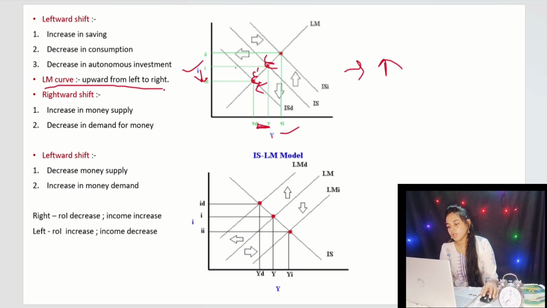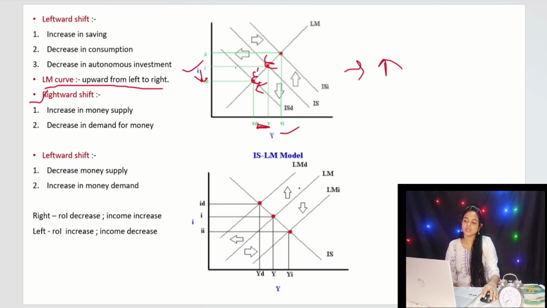A rightward shift in the LM curve is because of an increase in money supply or a decrease in demand for money, and as money demand is positively related to interest rate, the interest rate also decreases.